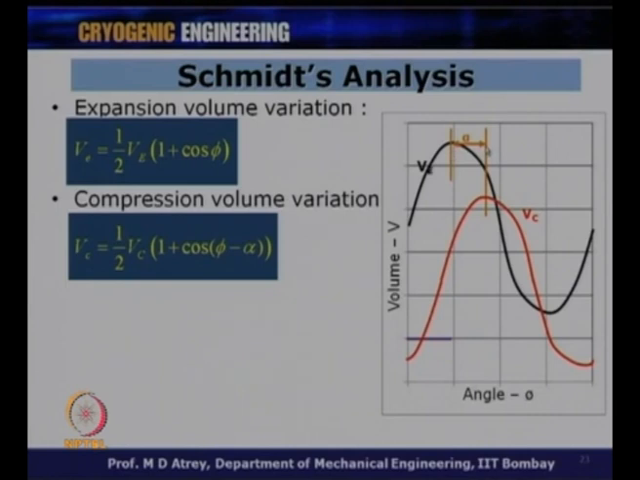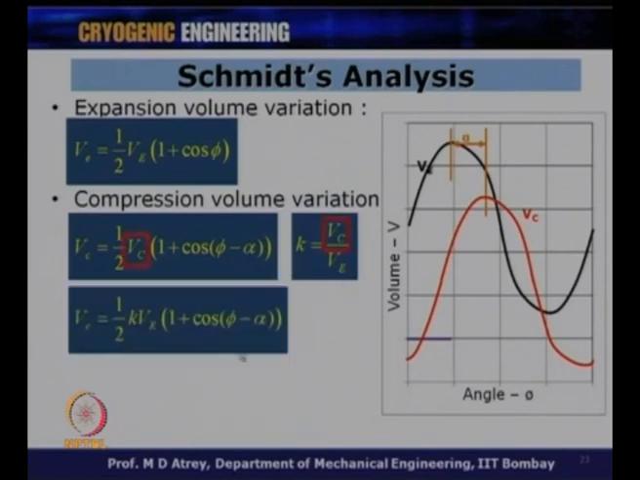You will see later that if alpha is made equal to 0, you will not get any cooling effect. The cooling effect is obtained basically due to this phase difference, which should be optimally designed. So, we have these variations of compression space volume and expansion space volume, and here we can write Vc as K into Ve.